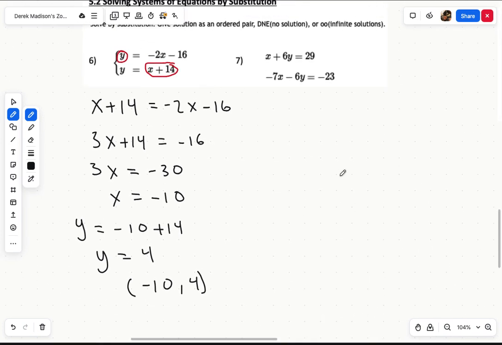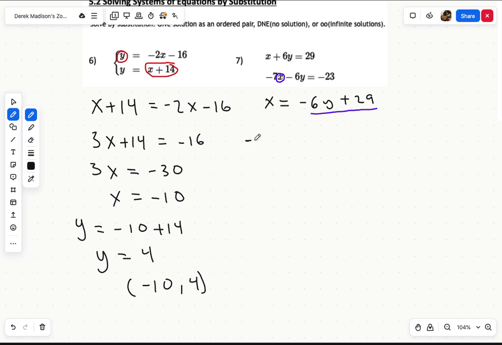This next example, number 7, is not already solved for y like the last one. For this one I need to do just one step to get one of these variables by itself, and that x right there is definitely the easiest thing to isolate, so that's the move I would make. So I'm going to bring this 6y over and just say negative 6y plus 29 equals x. And now that I have that, I can take this and plug it into the other equation right there.